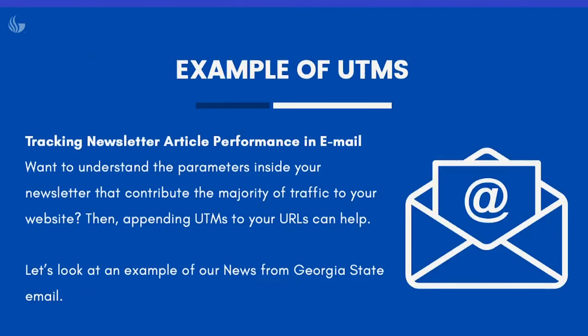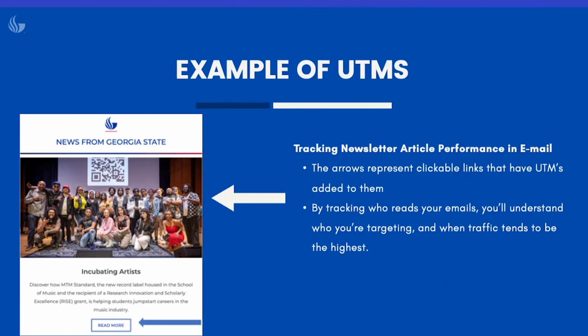Next, I'm just providing some examples of UTMs so you're able to see them in real time. So the first example we have is just tracking a newsletter article performance in email. So essentially, you can use these parameters to really understand where the traffic is coming from to your website. So the example we have here is just a news from Georgia State email.